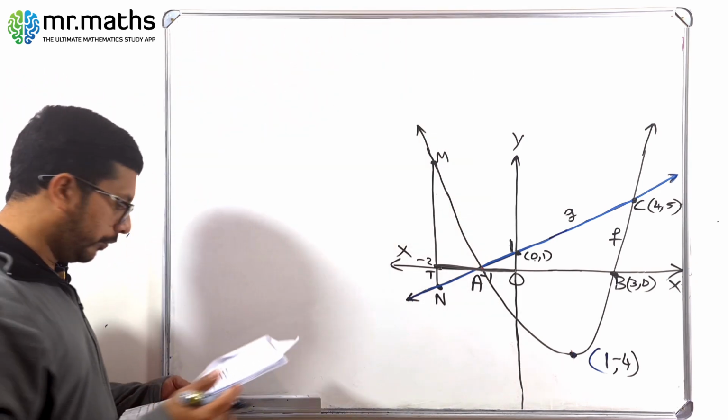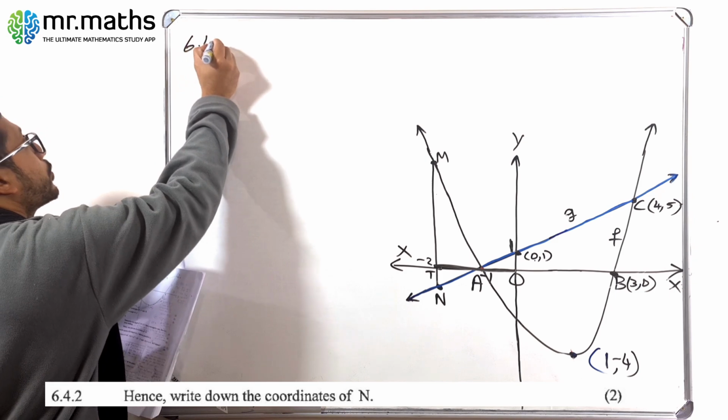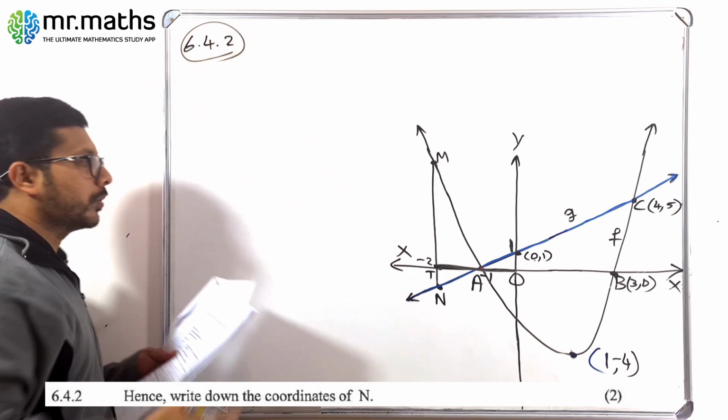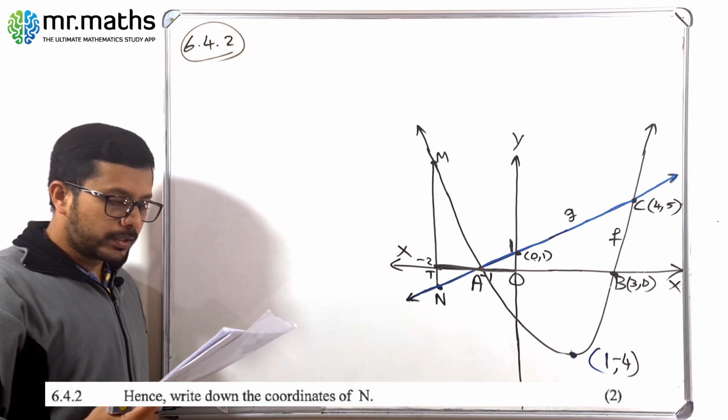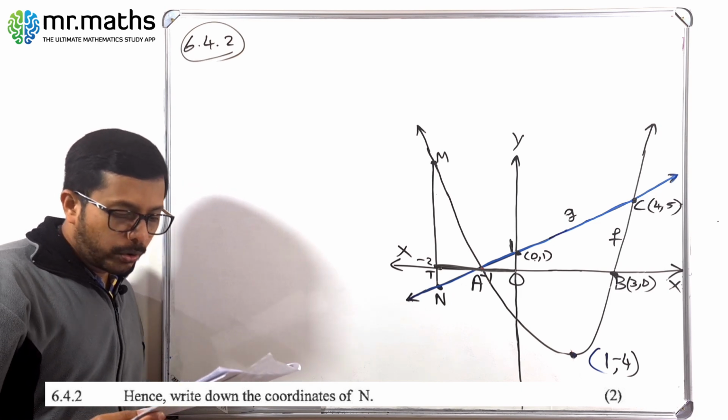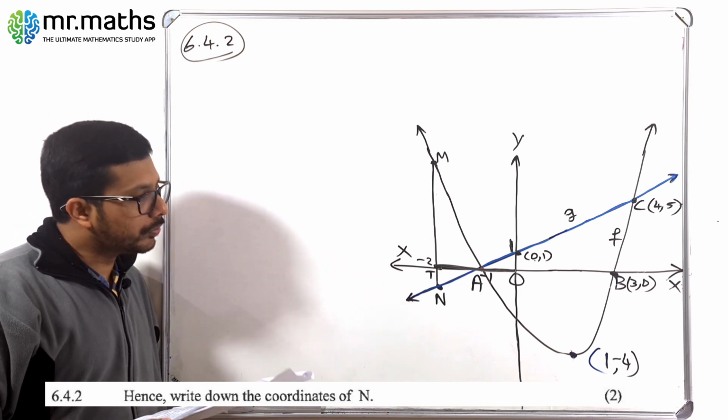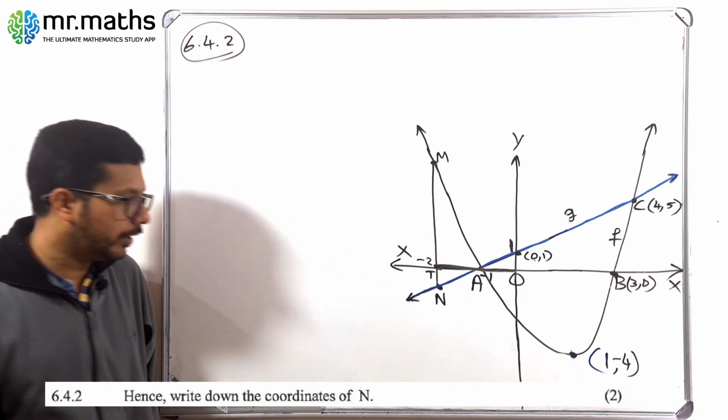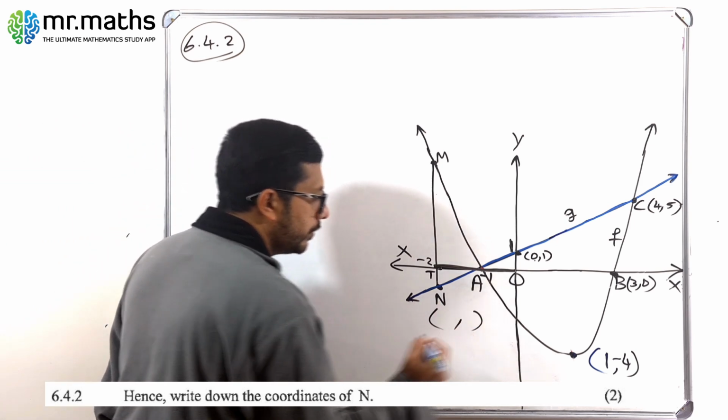Okay, question number 6.4.2. What is that question? Hence, write down the coordinates of n. You have to find the coordinates of n. This n. What are the coordinates of this n?